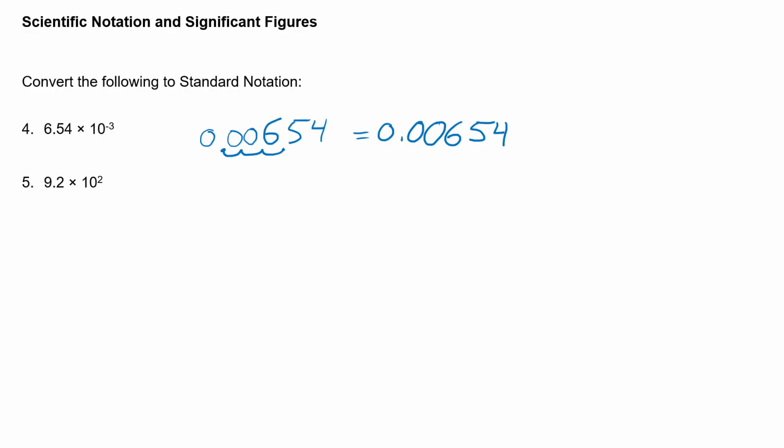9.2 times 10 to the 2, we have the digits 9, 2. The decimal starts here. It's times 10 to the 2, so let's move the decimal 2 places to the right. So there's a 0, and that decimal is now here. So that's going to give me the number 920. And that makes sense because 9.2 times 10 to the 2 is the same thing as 9.2 times 100. And that, of course, is going to give me 920.